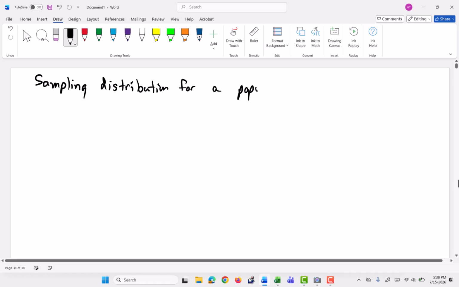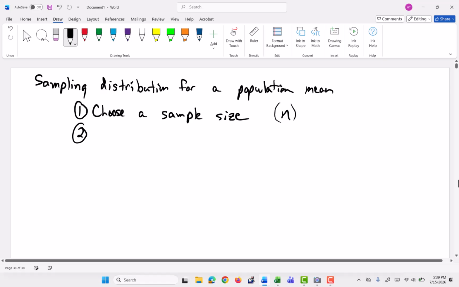What this amounted to was first of all, we selected a sample size. So we choose a sample size. And the variable we use for that sample size is the letter n. Then we go to our population and we select all possible samples of size n.